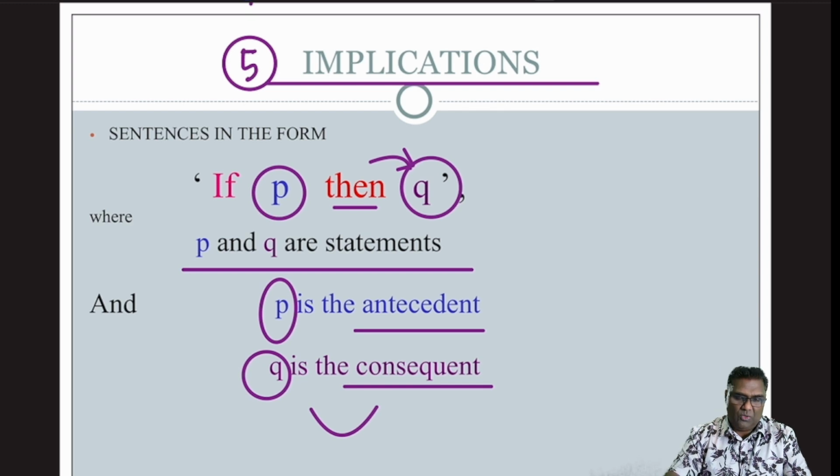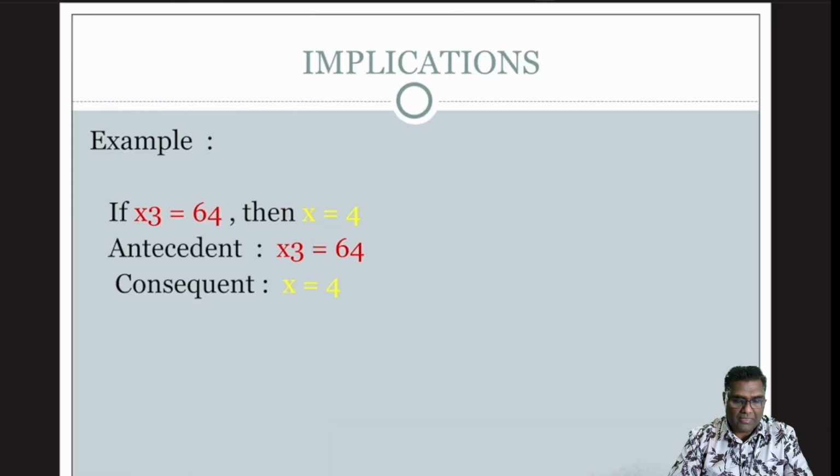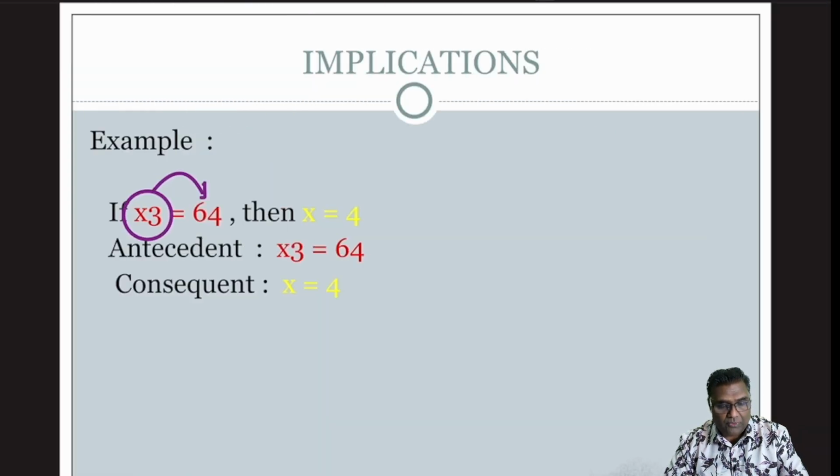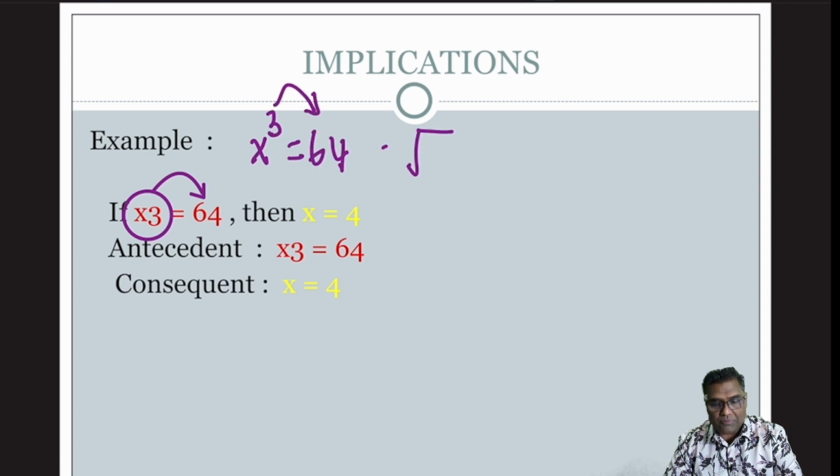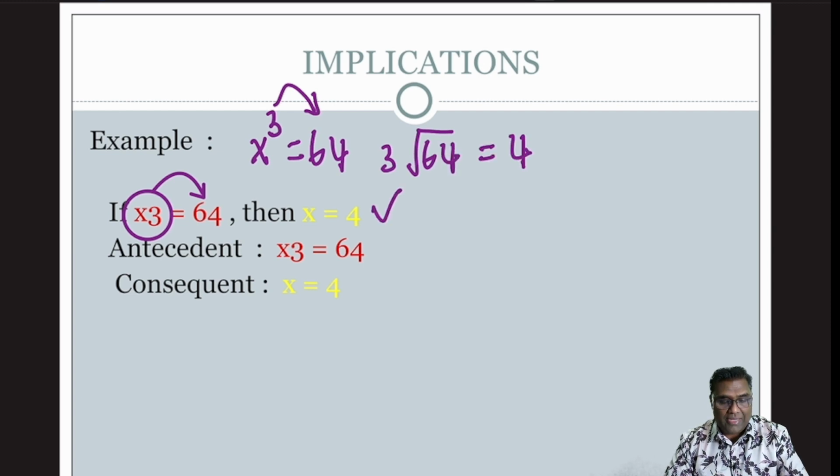Okay, sir, all this macam sakit, sir. Give me a very easy way to explain this to you guys. Example, x to the power of 3 is 64. Ini adalah x to the power of 3 is 64. So when I move this to the other side, it becomes punca kuasa 3 64 cube root, which gives us 4. So antecedent is x to the power of 3 is 64, consequent x is equal to 4.